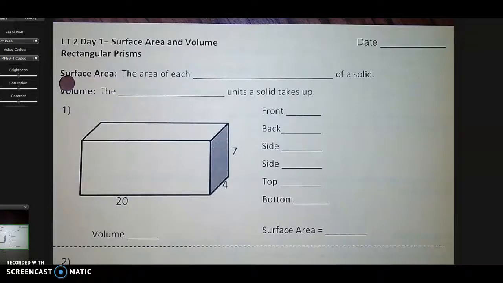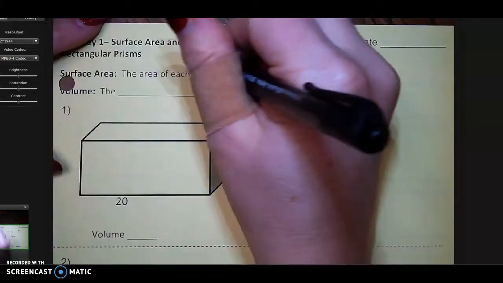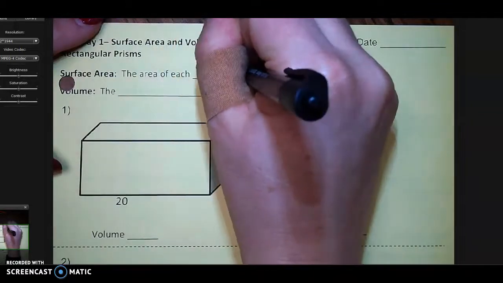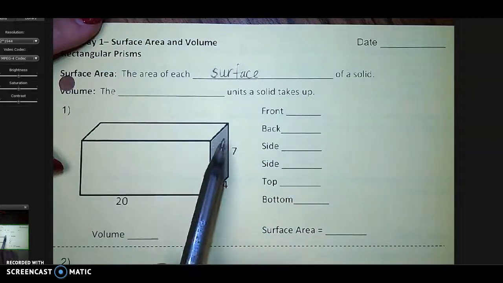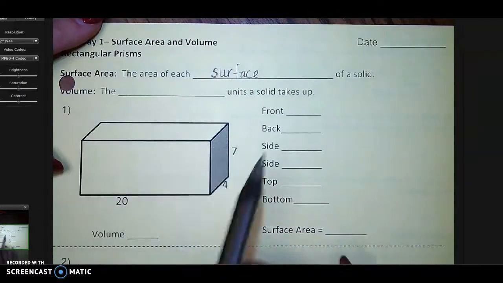Today we are going to be taking a look at the surface area and volume of rectangular prisms. So the surface area is going to be the area of each surface of the solid combined in total. So the area of the top and the area of the side and the area of the front, the area of the back, bottom, the other side. I'm going to add all those areas together.